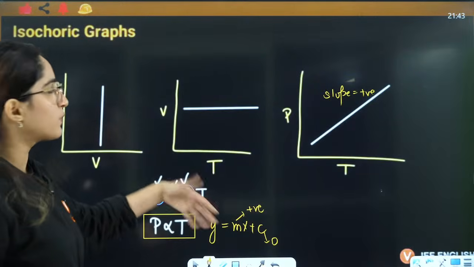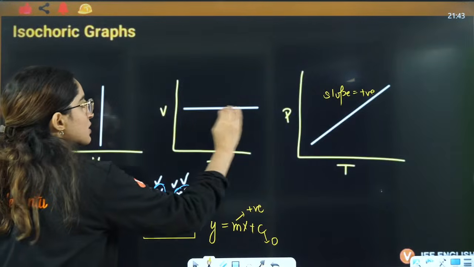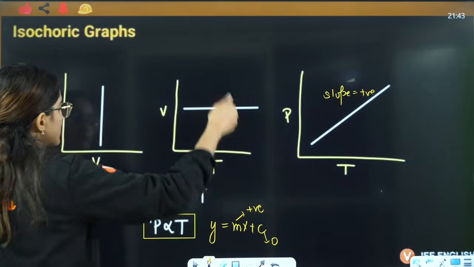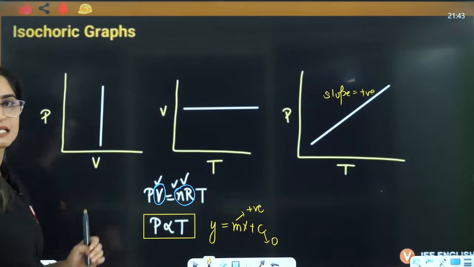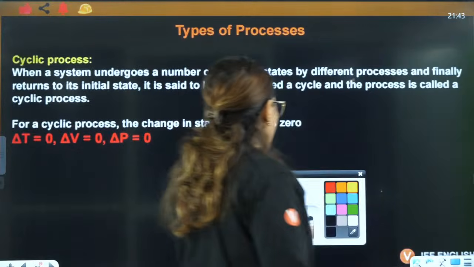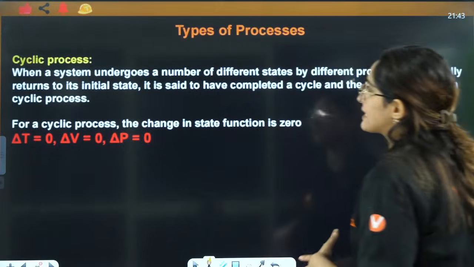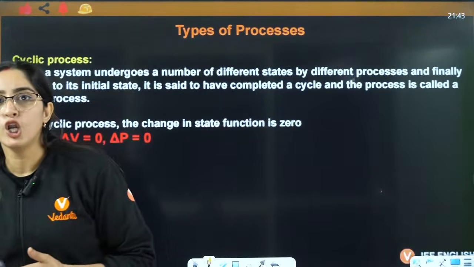From ideal gas equation we are picking that, right? Now we are saying volume is constant, so this will remain constant and temperature will change. Volume remains constant and pressure will change, right? Okay, tell me. Now let's talk about the next kind of process, that is cyclic process, that occurs in a loop.